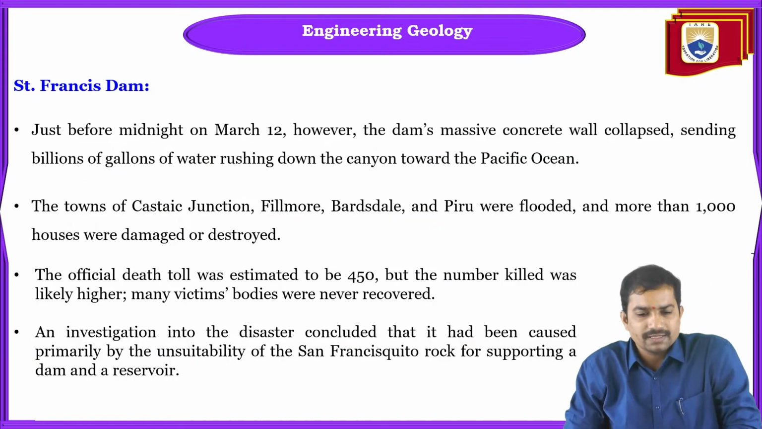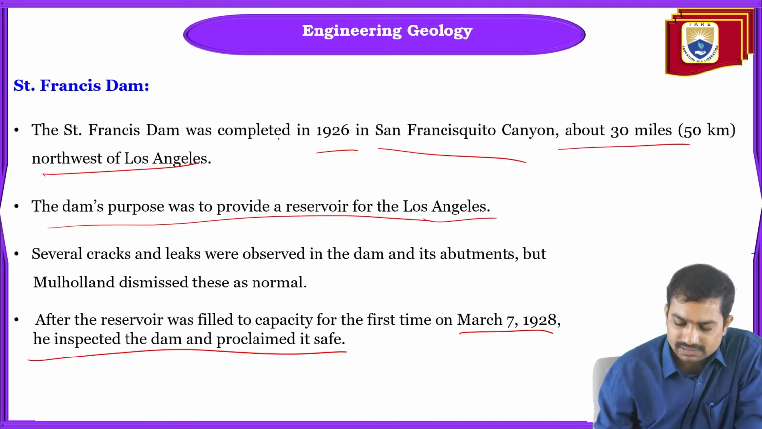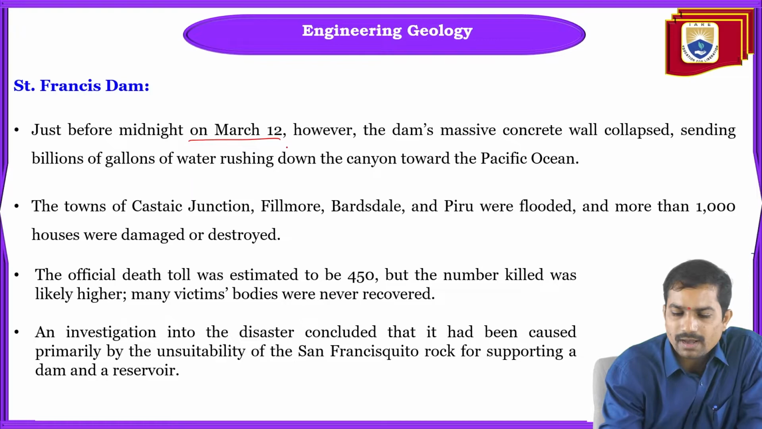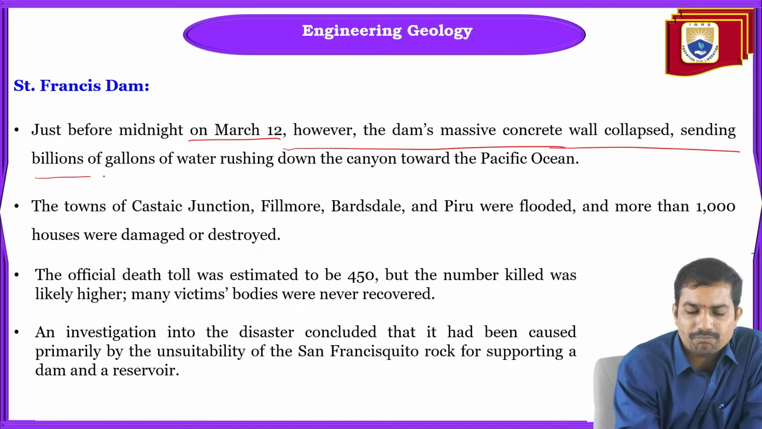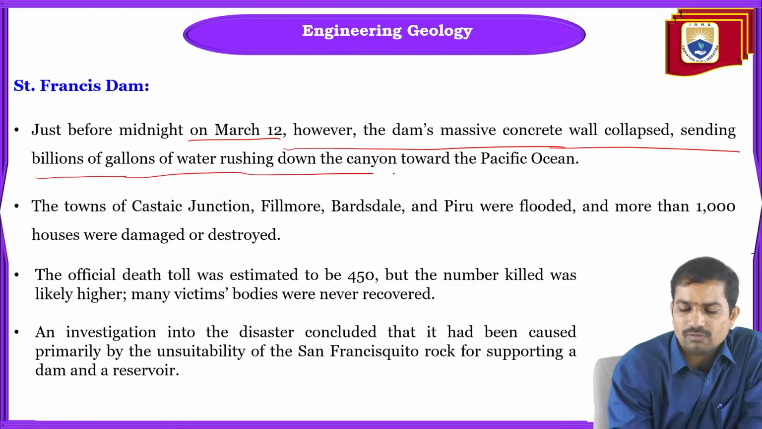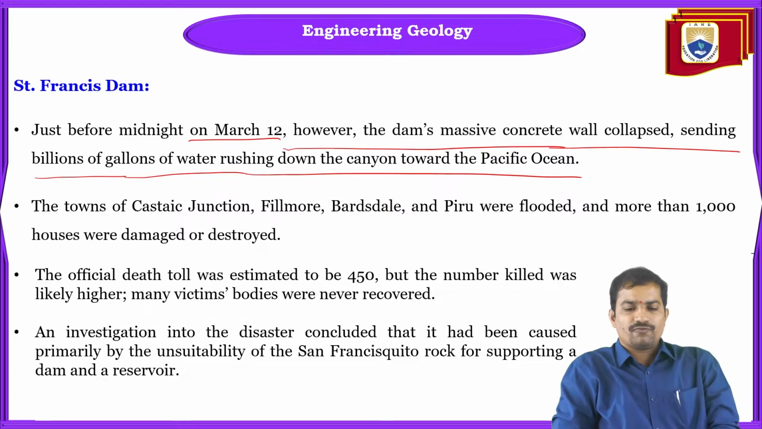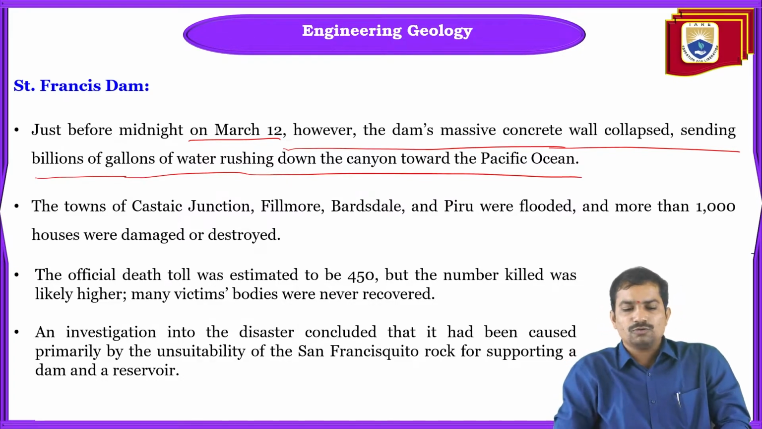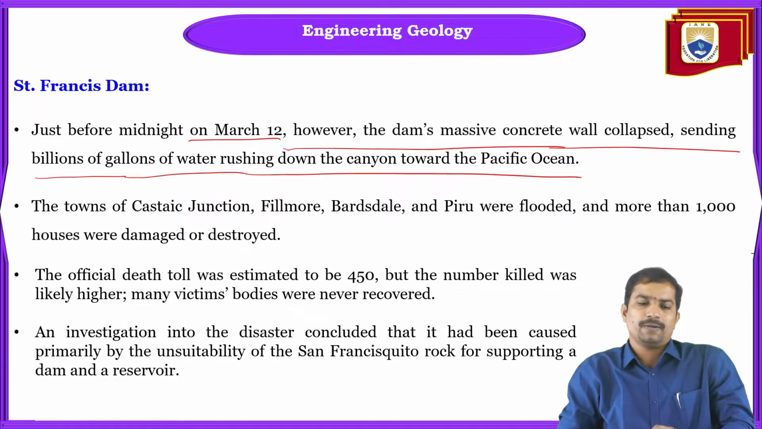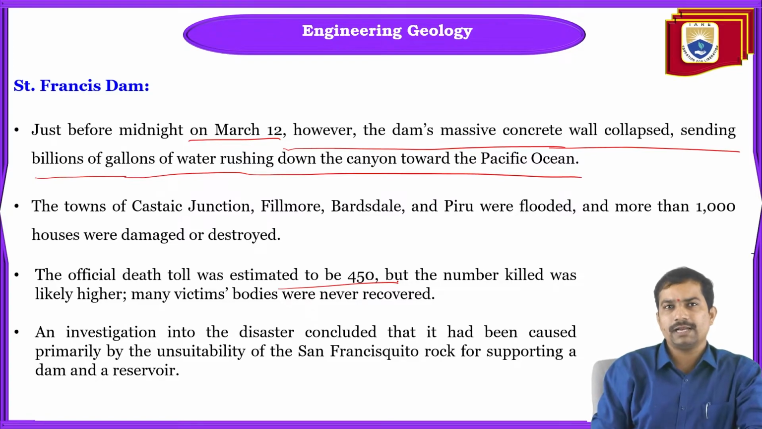But later, just before midnight on March 12, just see the difference, March 7th and March 12th, the massive concrete wall collapsed, sending billions of gallons of water rushing down the canyon towards the Pacific Ocean. The towns of Castaic Junction, Fillmore, Bardsdale and Piru were flooded and more than 1,000 houses were damaged or destroyed. The official death toll was around 450, but the number killed was likely higher.